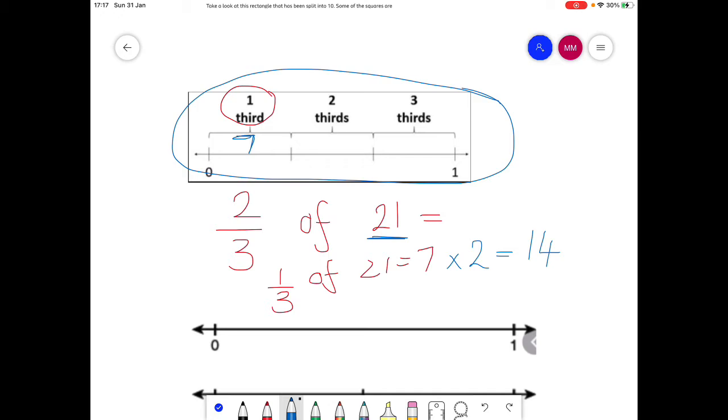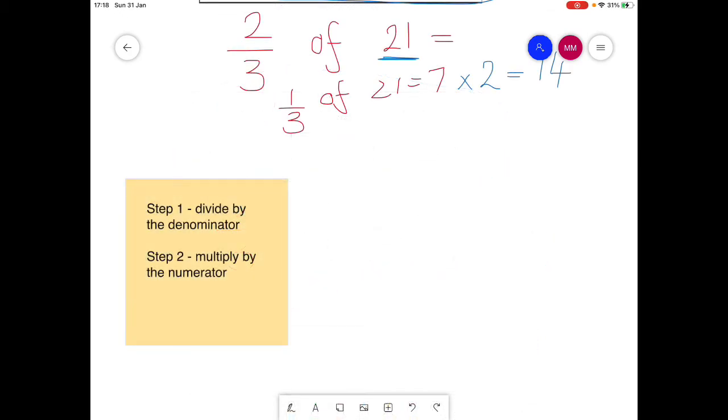So 2/3 of 21 would be 14. So that's how we're going to find this out today, boys and girls. First of all, step number 1, we divide, and then step number 2, we multiply our answer. Let's look at another example. Okay, so as I said, let's recap our strategy for today. It has 2 steps. Step 1 is we divide the number by the denominator, and then step 2, we multiply that answer by the numerator.